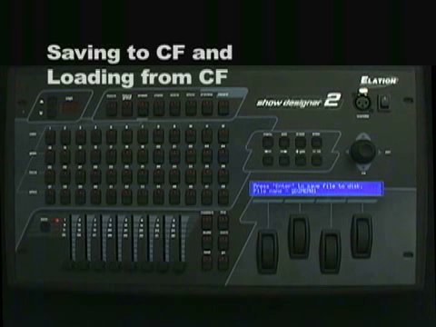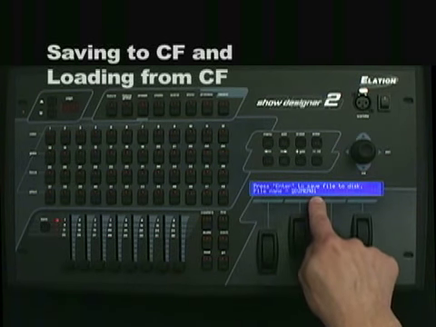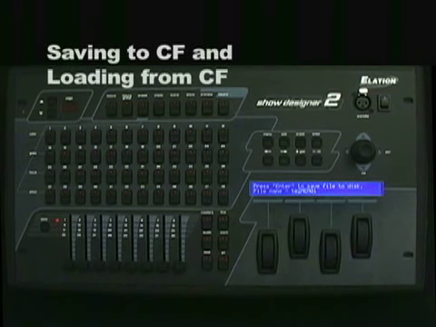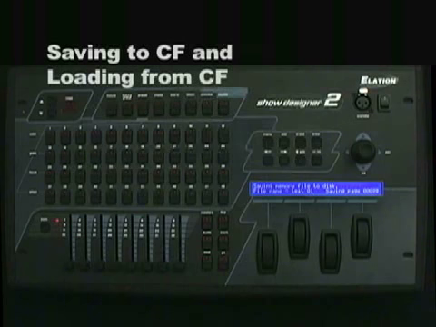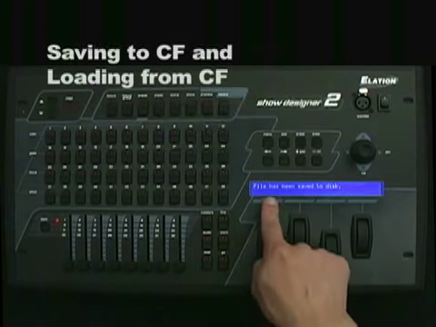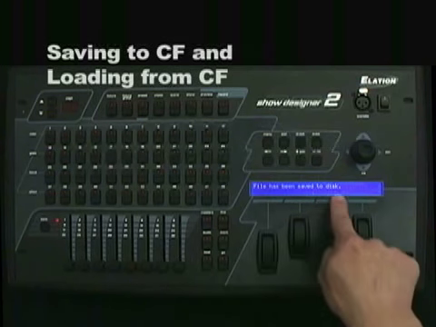If you have a keyboard connected, you can use the keyboard to name your file. There's a default name that comes up as SD2 Mem01. You can use this name or enter a new one. I'll call mine Test01. Once you name the file, press the Enter button and the Show Designer will begin to save the information immediately. Once the information has been stored, a message will appear that reads "File has been saved to disk." All memory will then have been saved.